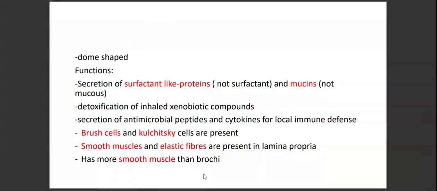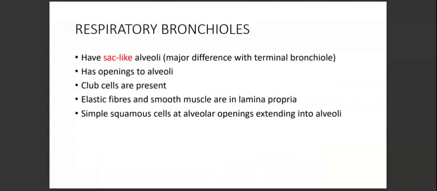So compared now to the bronchi, the terminal bronchioles have more smooth muscle than the bronchi. That now brings us to the respiratory bronchioles. Note that respiratory bronchioles and terminal bronchioles are both bronchioles. Then where is the difference? The major difference is that respiratory bronchioles actually have alveoli in them.